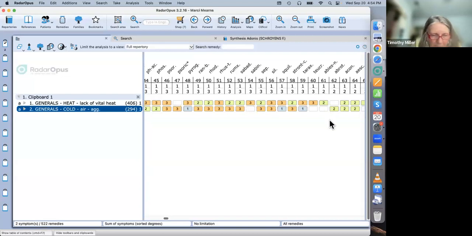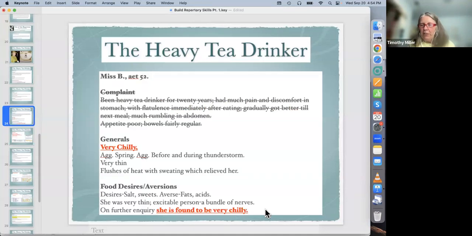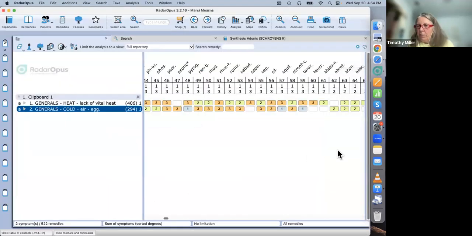And what did we say? We had 522 remedies. To be honest with you, for this particular filter that I'd like to create, I'm not interested in anything that's hanging out over here. Anything to the right of this remedy does not interest me because, again, what does my prescriber say? She's found to be very chilly. It's got to be strong in the patient and it's got to be strong in the symptom.